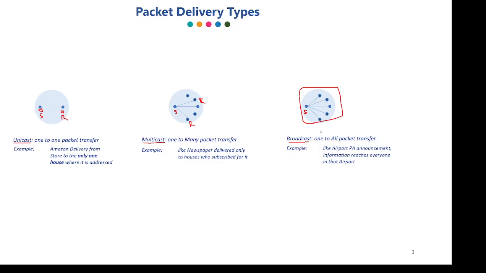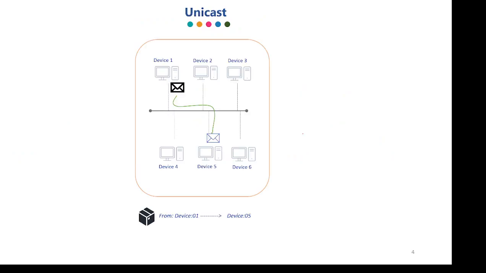So that's the difference between multicast and broadcast. In multicast, only the people who wanted it get it. But in broadcast, everybody gets it. So the data is shared with everybody. We'll take a quick look at each of these types of data transfer.